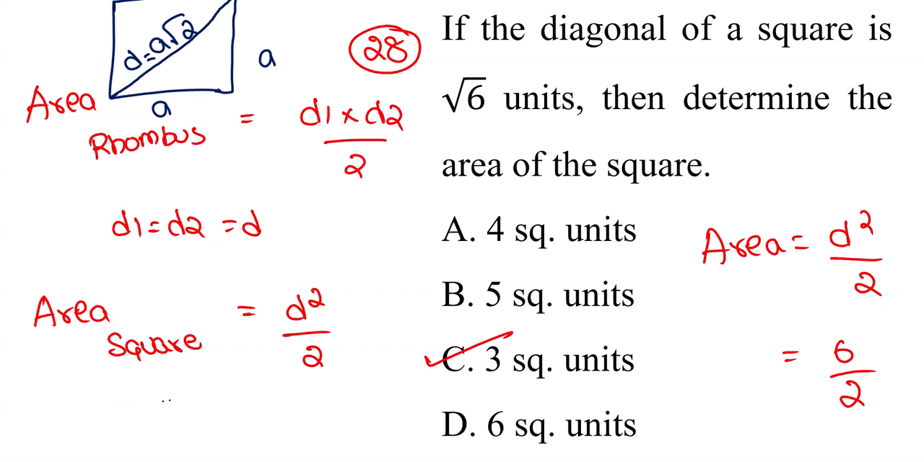Area of square is a square. A is nothing but d divided by root 2 whole square, d divided by root 2. A is nothing but d by root 2. Here, A is equal to d by root 2. You put that and then you can go ahead. Fine.